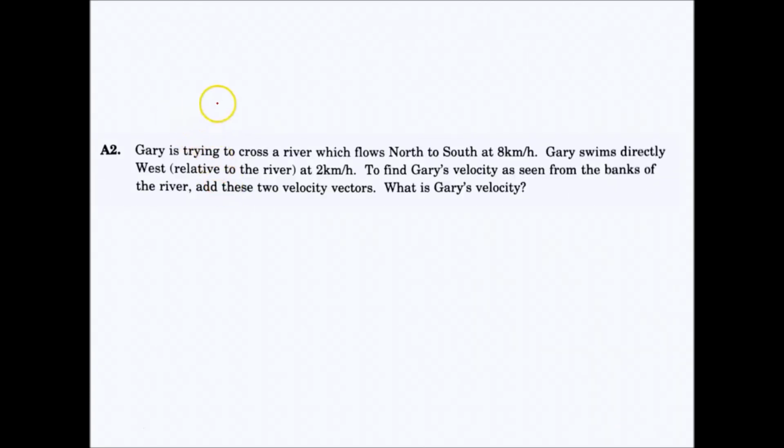Next example, we've got Gary is going to swim across a river. The river is flowing from the north to the south at a certain speed. So it's a velocity, right? Direction and speed. Gary is swimming in the water directly west, so he's going straight across. Well, that's what he wants to do maybe, but anyway, that's his velocity.